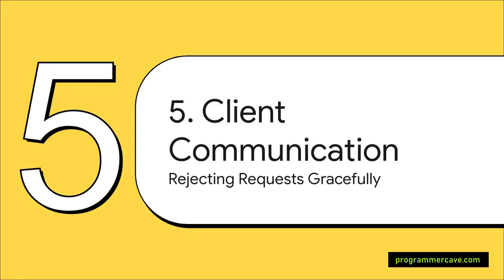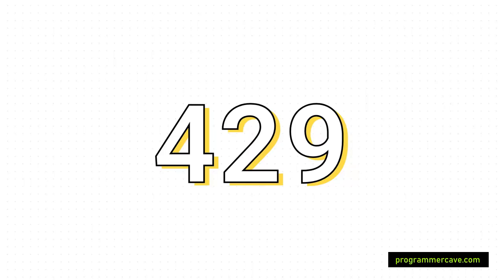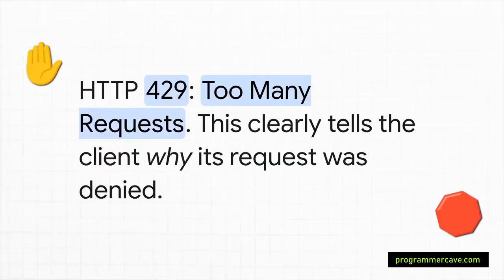All right, finally, implementing a rate limiter isn't just about silently dropping requests on the floor. It's about being a good citizen of the web. It's about communicating clearly and gracefully with all the applications that are using your API. When a user hits their limit, you shouldn't just send back some generic error. There is a specific HTTP status code for this exact situation. And that code is 429 too many requests. This explicitly tells the client application why its request was denied, and that allows the client to handle the situation intelligently, maybe by waiting a little bit before trying again.